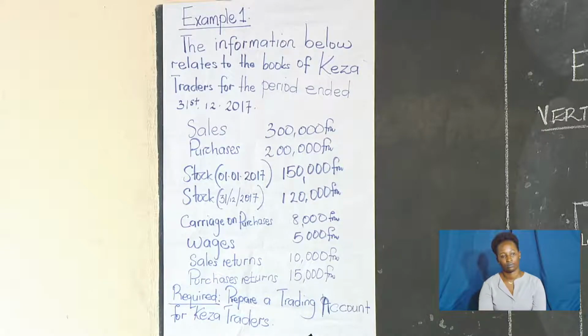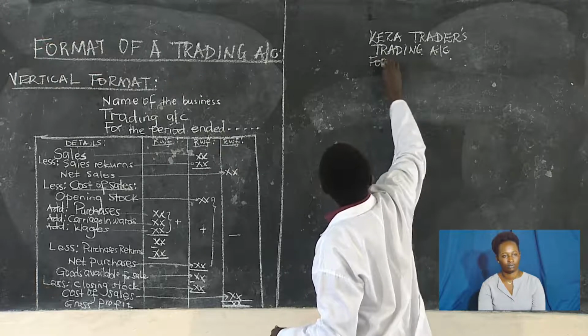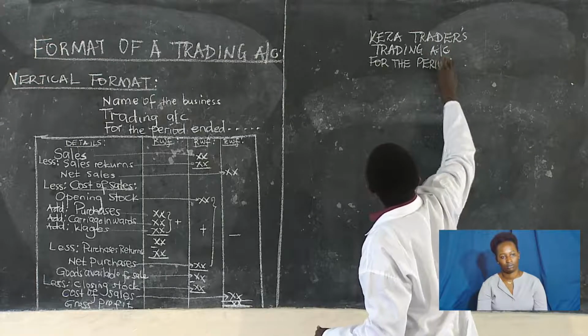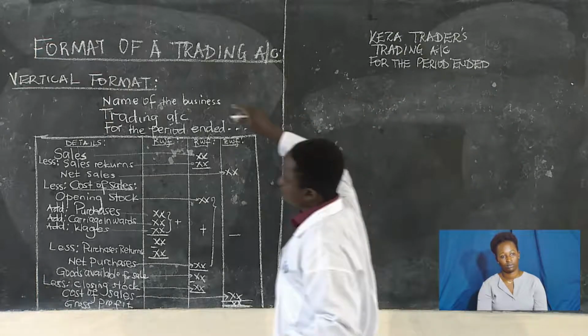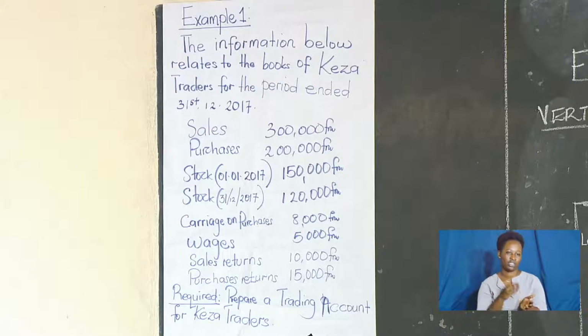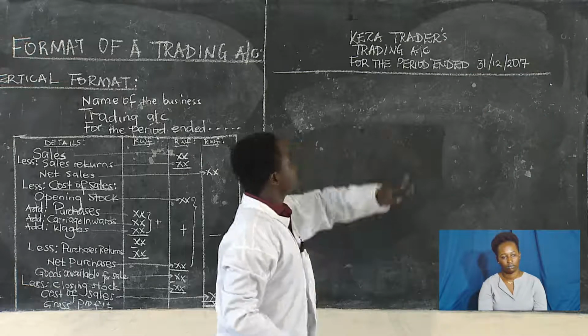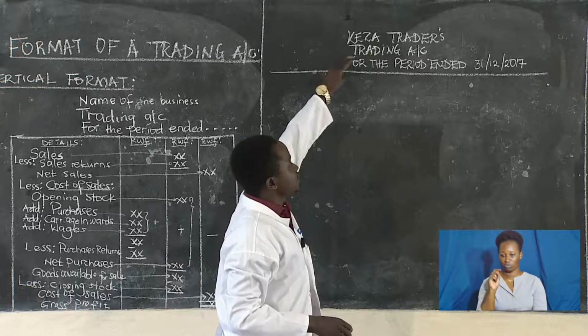Trading account for the period ended. So the period has been given. It is 31st December 2017. So for the period ended 31st December 2017. So that's your title. It has three things: the name of the business, what you are preparing, in this case a trading account, and the period.